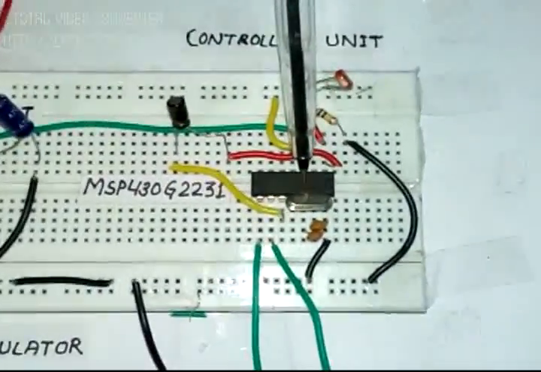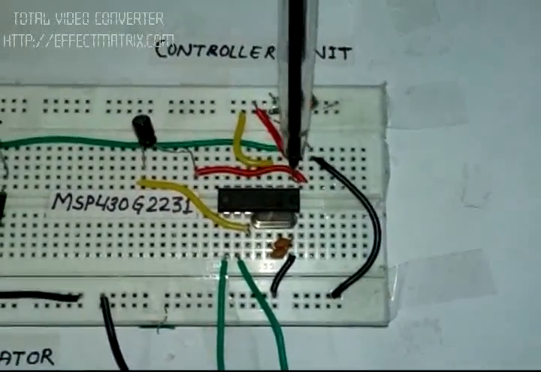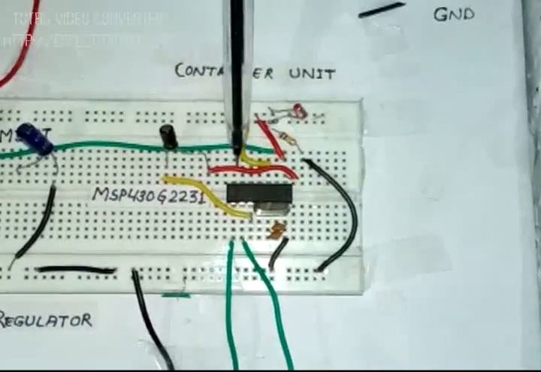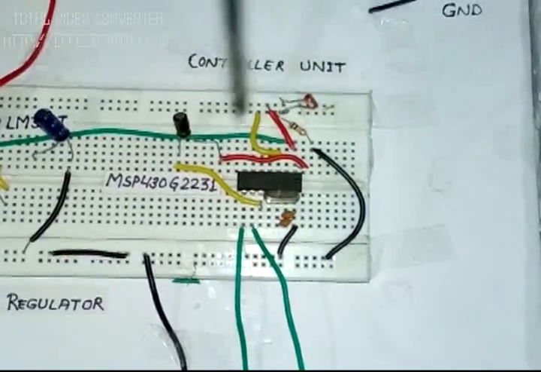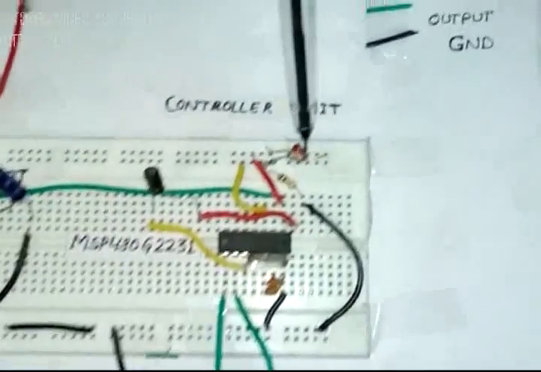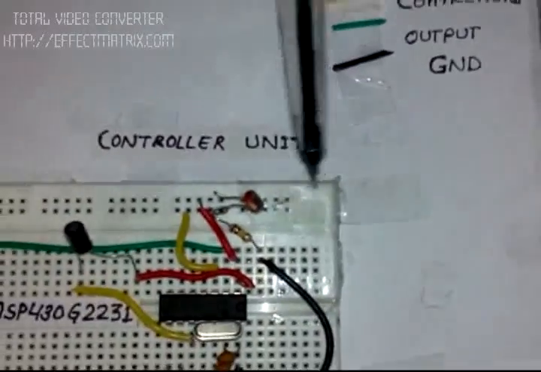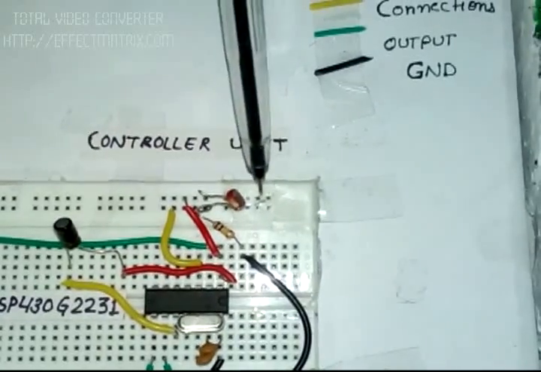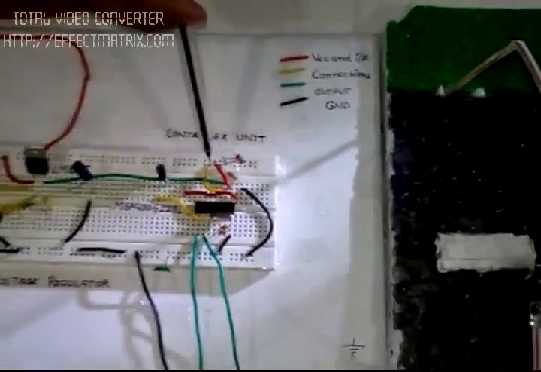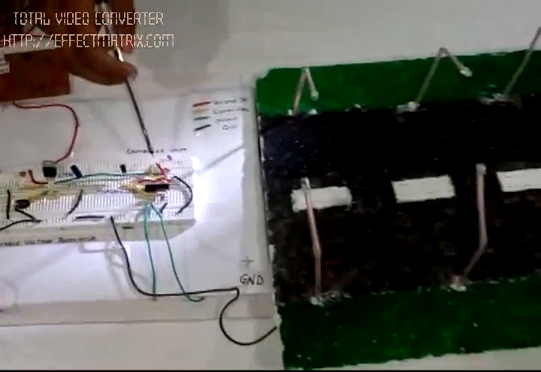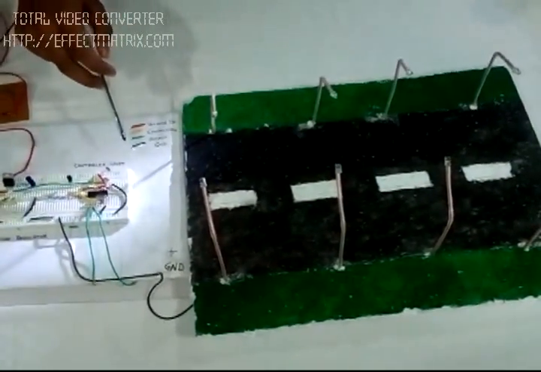Now, this is a controller unit. This consists of the MSP430G2231 microcontroller. This is a 14-pin IC. The first pin of the microcontroller is connected to VCC and the 14th pin is connected to ground. This circuit also consists of an LDR, light dependent resistor, whose resistance decreases with increasing light, or its resistance changes according to the light falling on it. It automatically switches on the light when the sunlight goes below the visible region of our eyes, that is in the evening after sunset, and it automatically switches off the light in the morning.